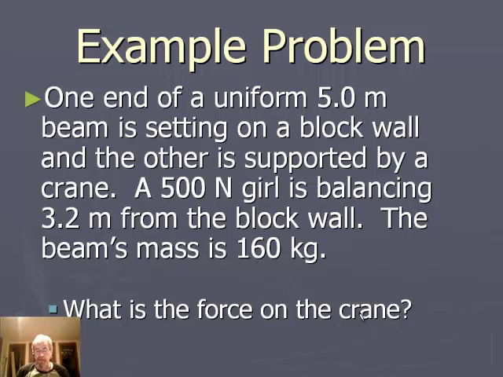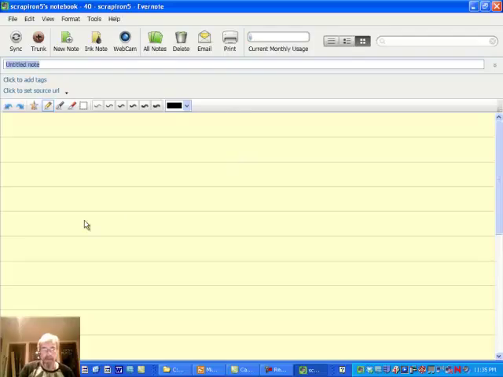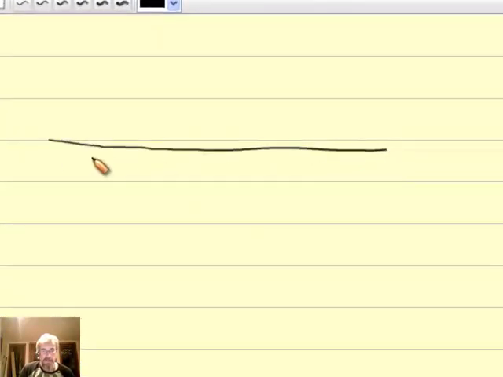And I'll draw a free body diagram in another format so we can see which those are. I'm going to model this situation with a free body diagram. Here's my beam, and there's a wall on one end holding it up, so there's a force there, force of the wall. The other end is held up by a crane, so FC for crane. In the middle, because this is a uniform beam, is my center of gravity.